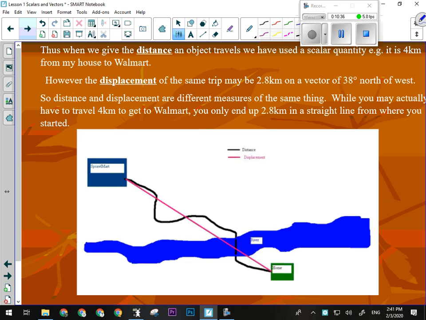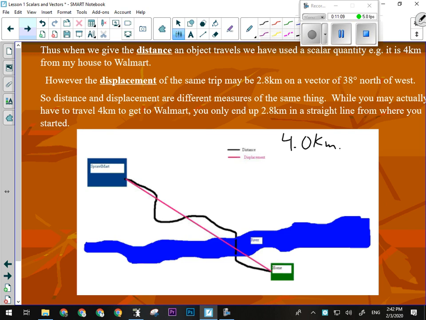Following this black path means I walk 4 kilometers. So I'm in black here. Is that my distance or my displacement? That's my distance. That's how far I had to walk to get from my house to Walmart. Did I walk a number of different directions while doing that? Yes, I did. So it's a scalar quantity. I can't give a direction. It's just how far I had to walk.